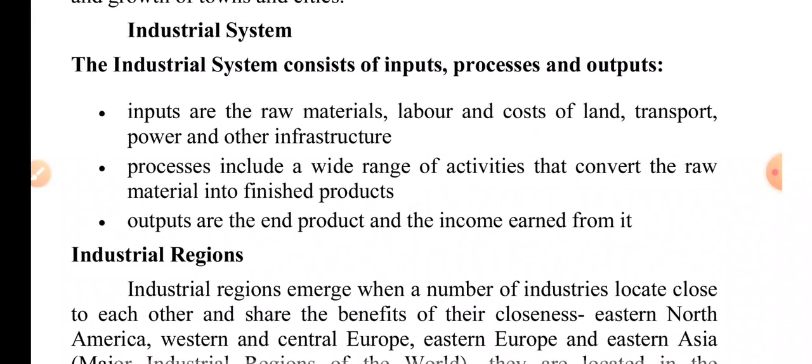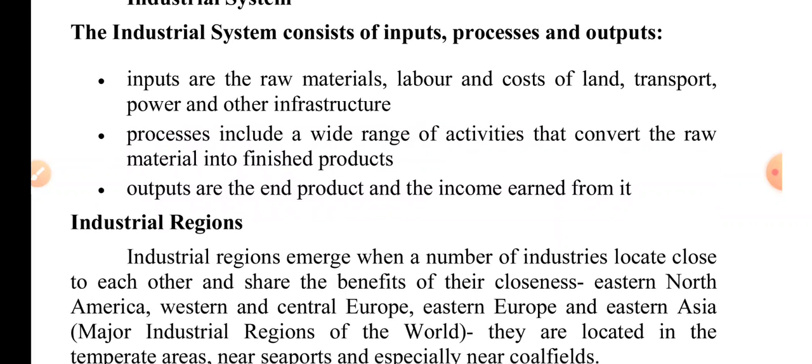And here comes the industrial system. The industrial system consists of inputs, processes and outputs. Inputs are the raw materials, labor and costs of land, transport, power and other infrastructure. Processes include a wide range of activities that convert the raw materials into finished products. And lastly, outputs are the end product and the income earned from it.